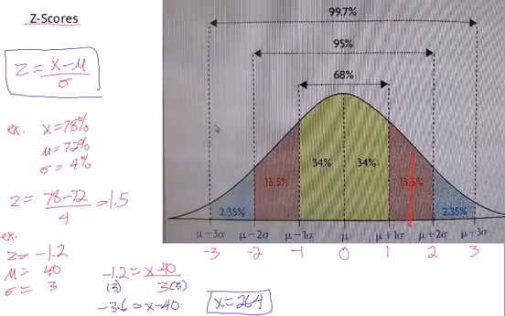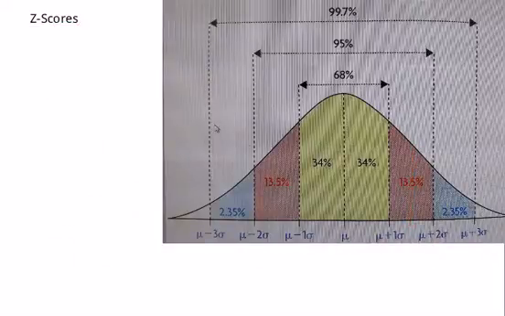Okay, so now our next topic is how do we get the percentages? On our graph, like I said, we're going to try to figure out what the percentage would be for any location.